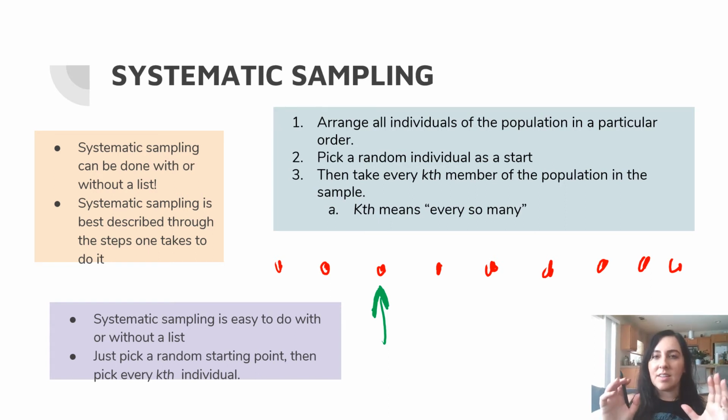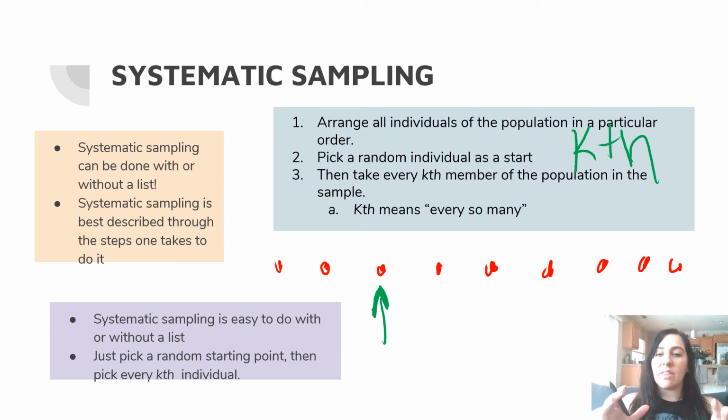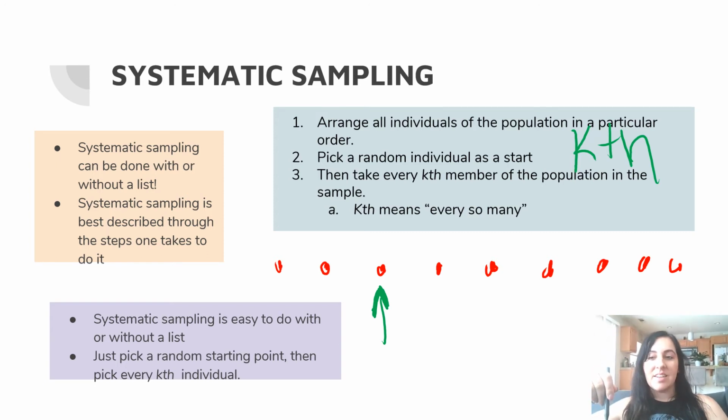Now, for every other individual after that, you're going to choose any random number in your mind, right? And that is going to be your K, or your kth. All right. So every kth number is going to be a chosen one for your sample size. The kth basically means every so many.